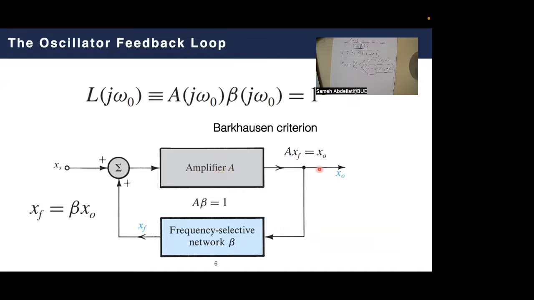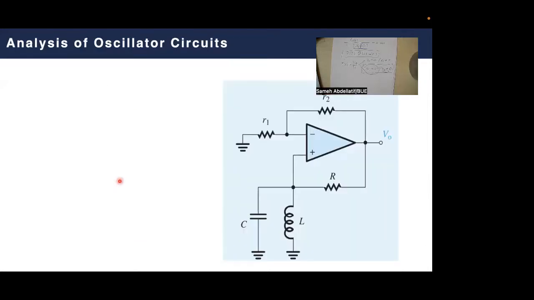Then the output of this amplifier is inputted to a frequency selection network, and the output of the frequency selection network is connected to the positive terminal of the amplifier. That's why we have a positive feedback. So if we apply this approach to the given circuit, we can say that we have two circuits now.